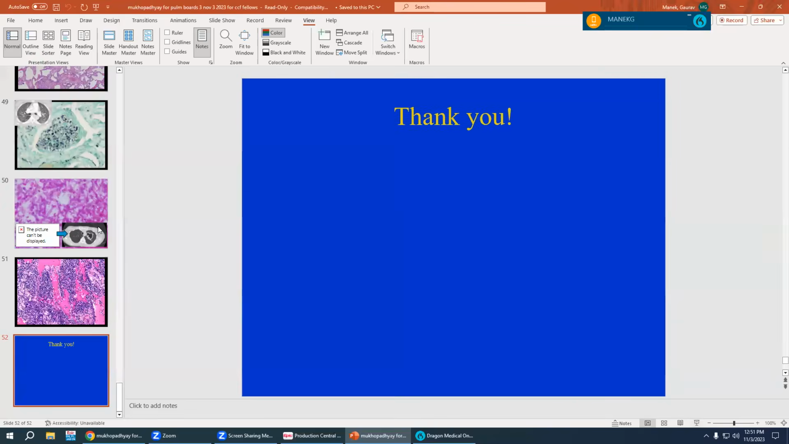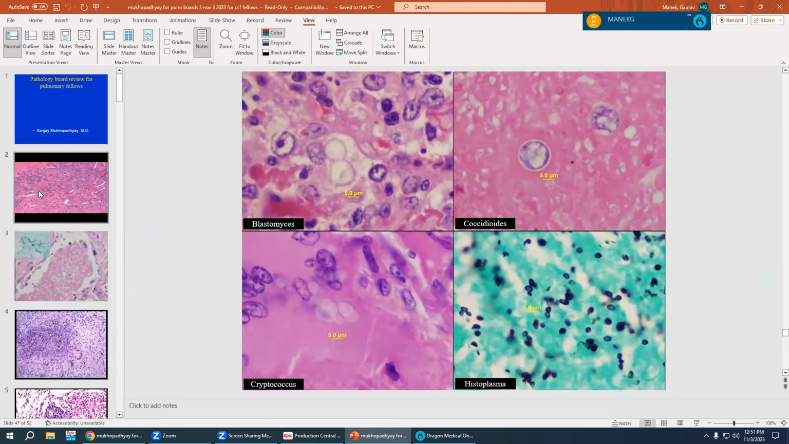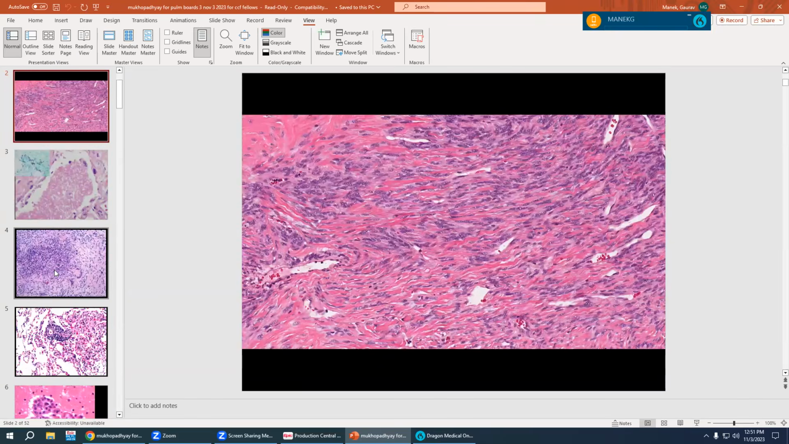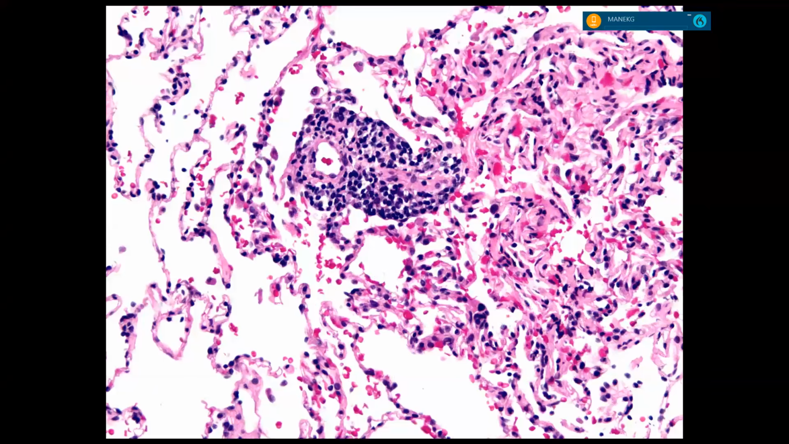All right, so how much time do we have? 9 minutes. Let's go back to the beginning. Let's see if we can do a few more things. All right. Now let's start with this one. Yeah, so you're on the right track. Now I tell you, this is a 79-year-old lung transplant recipient.